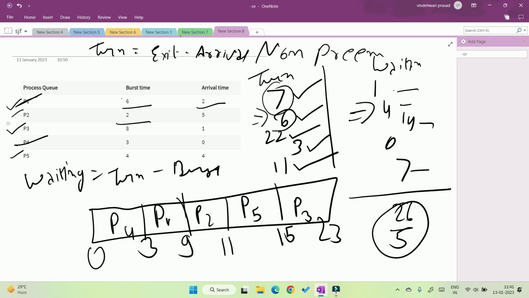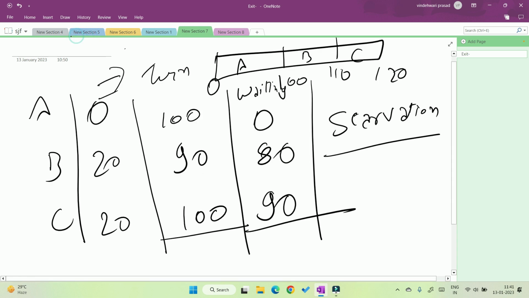And there are two basic things. Why are we using the non-preemptive way? We are using it because of starvation, which we have seen in the question here. Due to the starvation, we have to do the same thing. So I hope with these two examples you understand this concept.